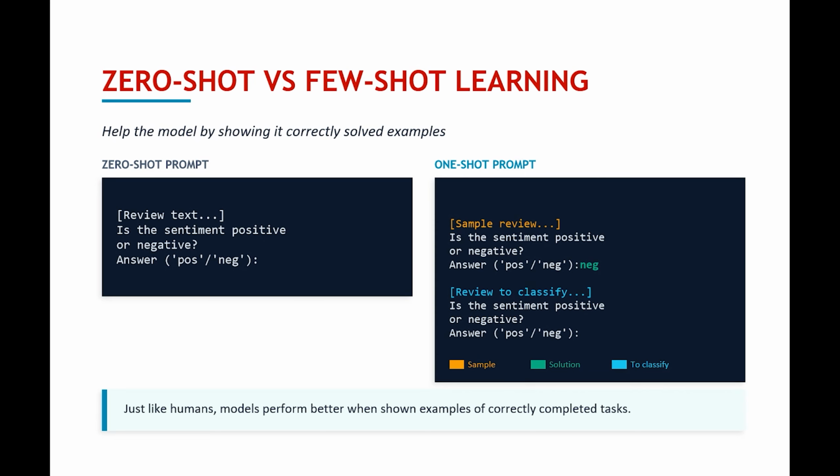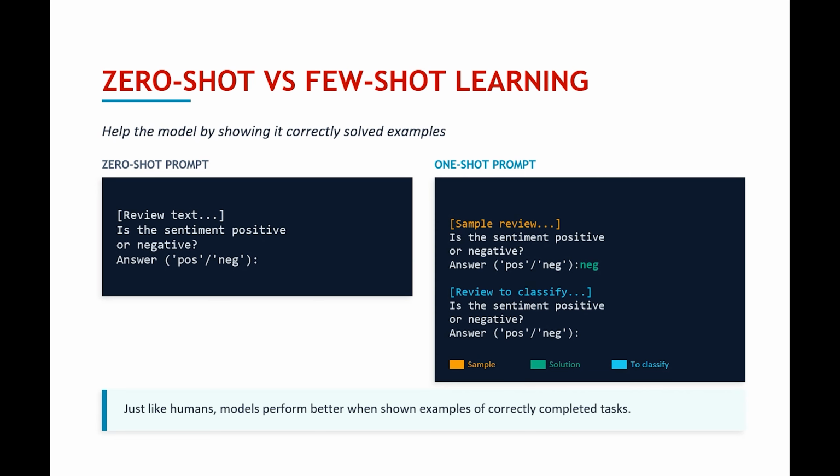The sample is color-coded. Amber for the sample review, green for the provided solution, and blue for the review we want to classify. So visually, we are clearly separating example, answer, and new task. But the key idea is not just adding an example. What we are really doing is showing the model a pattern. What does the input look like? And what the correct output looks like.